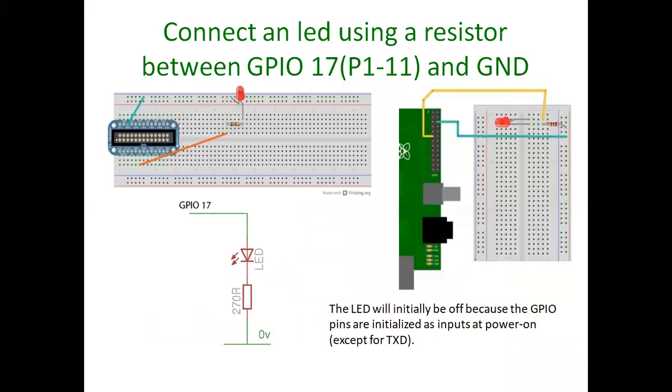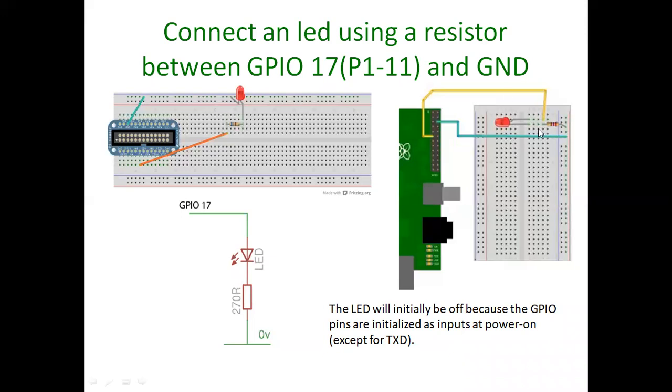So this is the example. Here we can connect an LED using a resistor between the GPIO 17 pin and the ground. So this is the breadboard, and this is the Raspberry Pi. Here we are connecting the 17th pin to the resistor, that is a 270 ohm resistor, which is connected to the positive terminal of the LED. And next, ground is connected to the negative terminal of the LED.